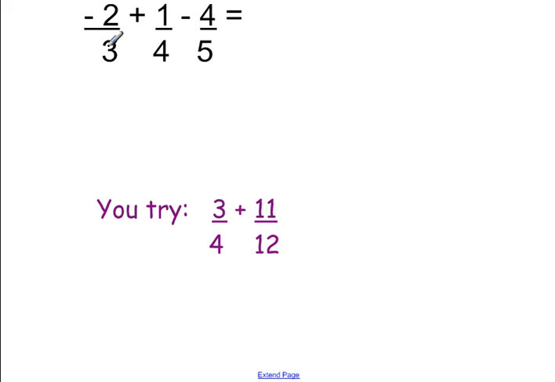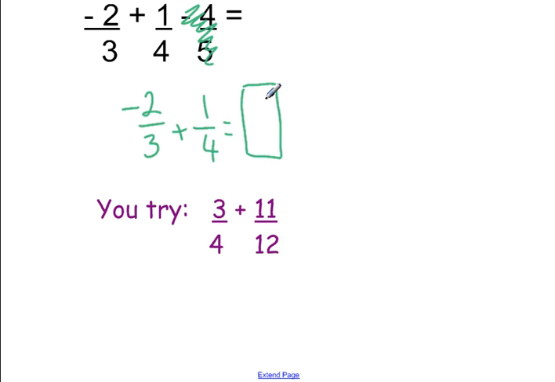You might also see some problems that have 3 numbers to be combined. In order to do that, you can actually just start with the first 2, pretend that this isn't here. So I would do negative 2/3 plus 1/4, negative 2/3 plus 1/4. And I'm going to come up with some answer. And then once I have that answer, then I'm going to go back and I'm going to finish this problem by taking that answer and subtracting 4/5 from it to come up with a final answer.